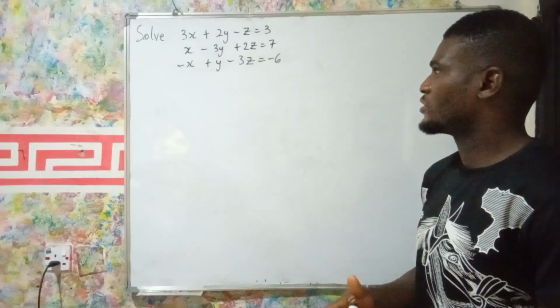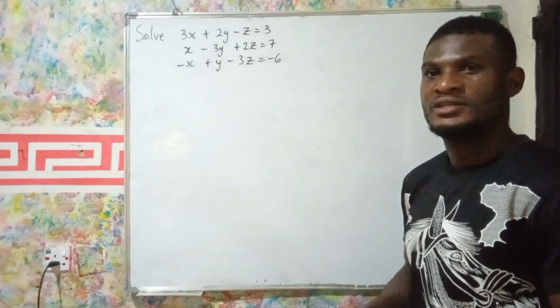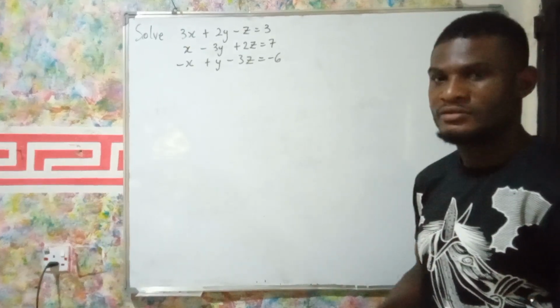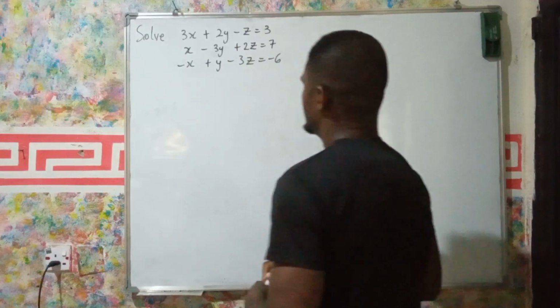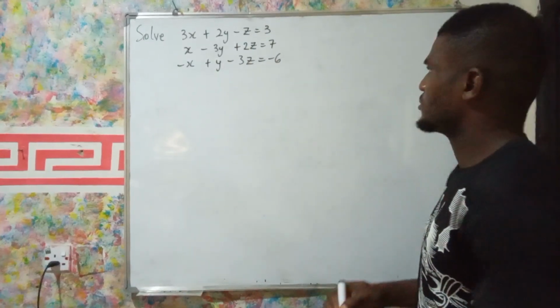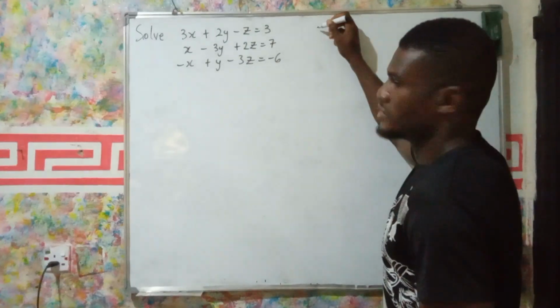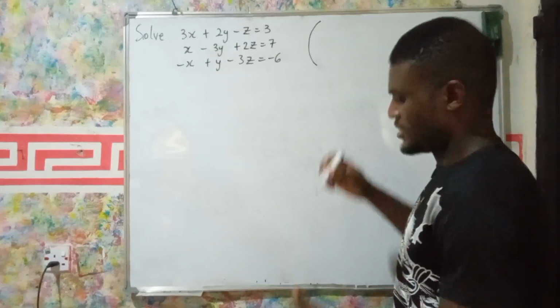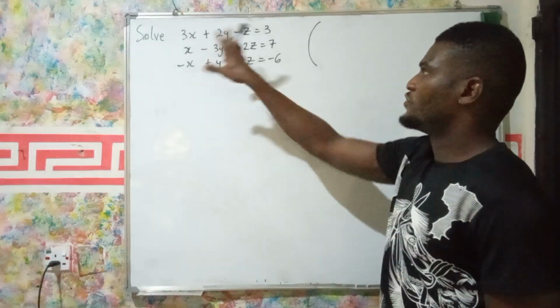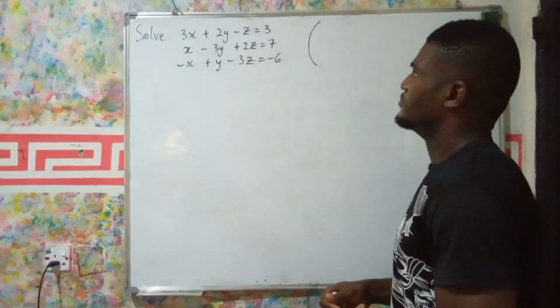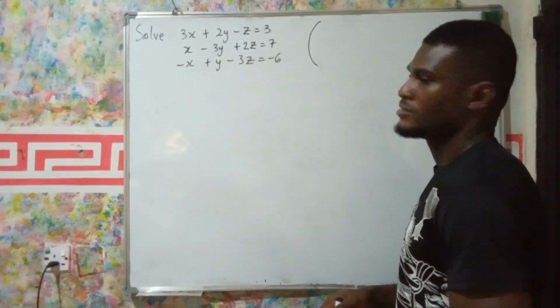We're still going to be working on this with the augmented matrix method. So we want to solve this using the augmented matrix method. What we'll do is place this in matrix form, and we're going to use the coefficients of x, y, and z.